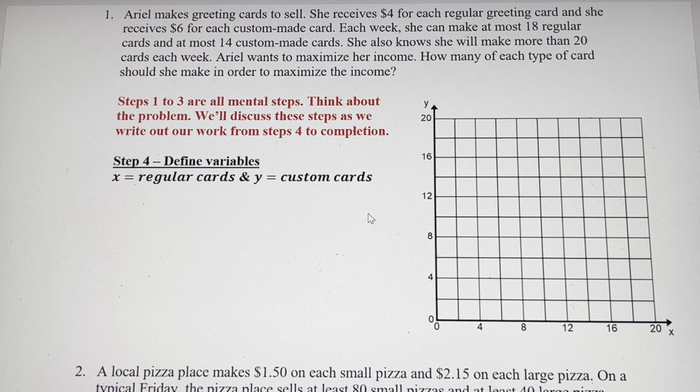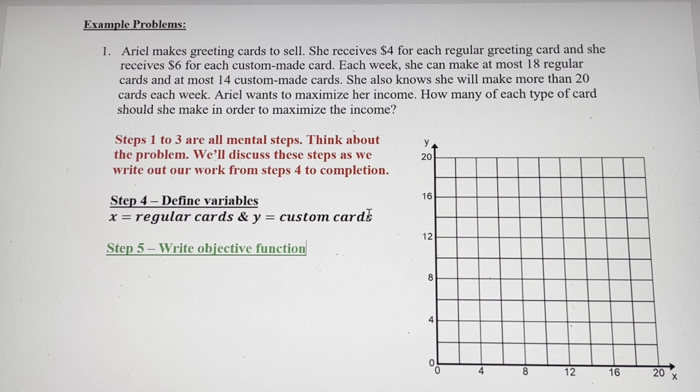Step 5, write the objective function. We're trying to maximize income, so this is where we're going to use these dollar amounts. This is the income she receives for each card. She receives $4 for each regular card, so 4X. She receives $6 for each custom card, 6Y. So we want to add 4X and 6Y together. That's our objective function. Again, notice this is not an equation, this is not an inequality, it's just an algebraic expression.